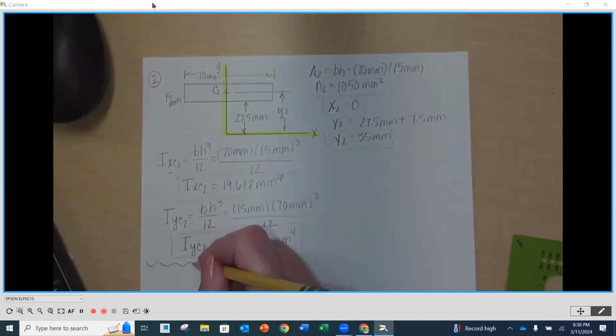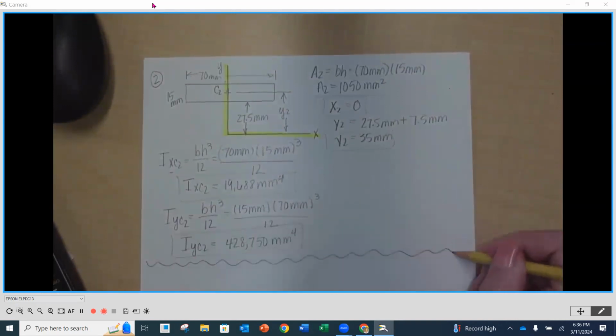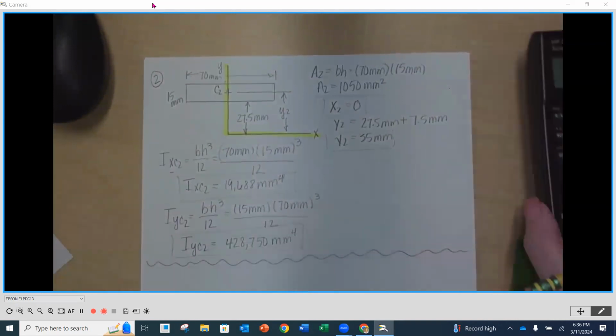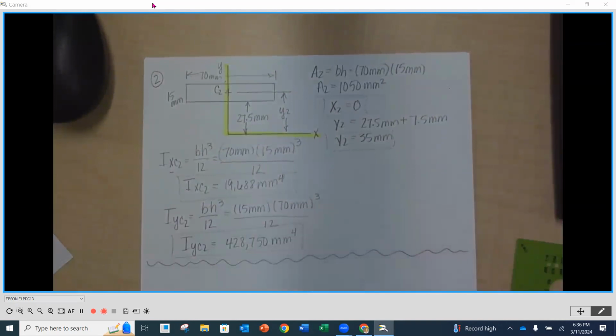Okay, we get to do it one more time for shape number 3. I'll wait just a little bit in case anybody needs to catch up here.